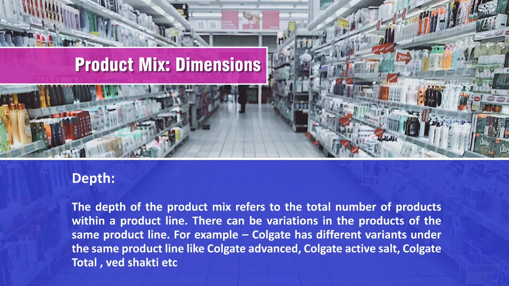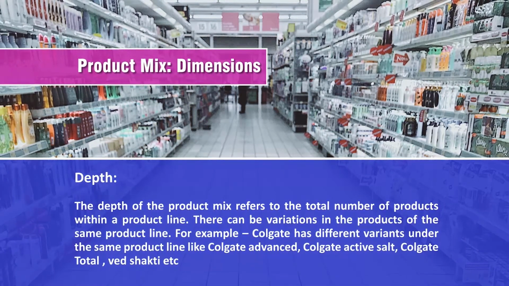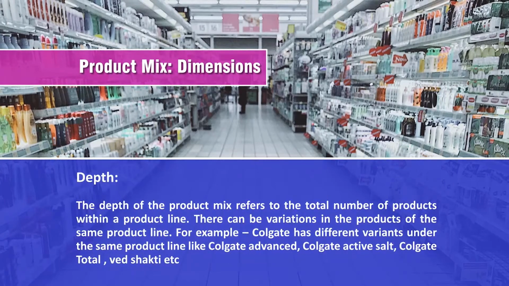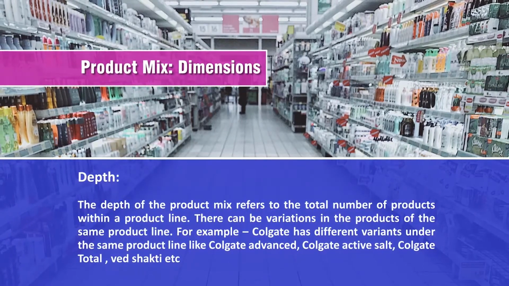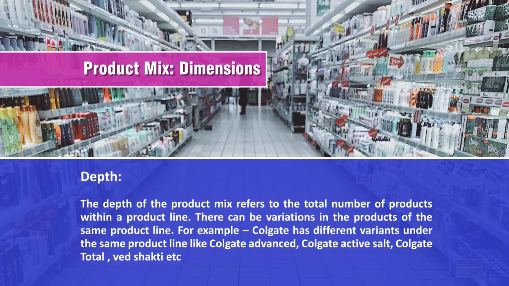For example, take Colgate, which has different variants under the same product line. In the toothpaste product line they have various variants, for example Colgate Advanced, Colgate Active Salt, Colgate Total, or maybe Ved Shakti, and various other variants also. The number of variants they are offering under their toothpaste shows the depth of the product mix.